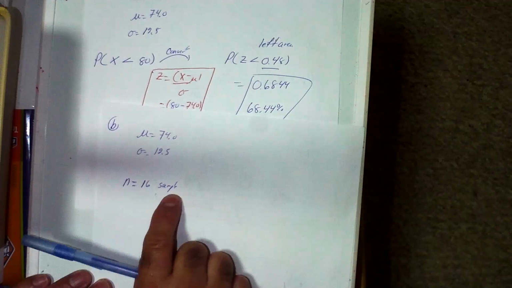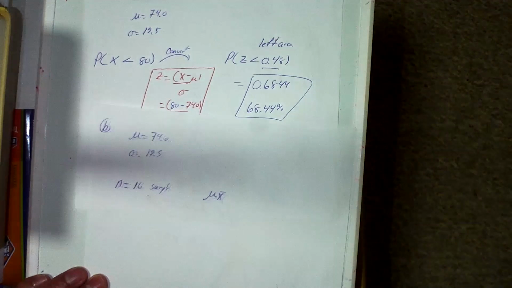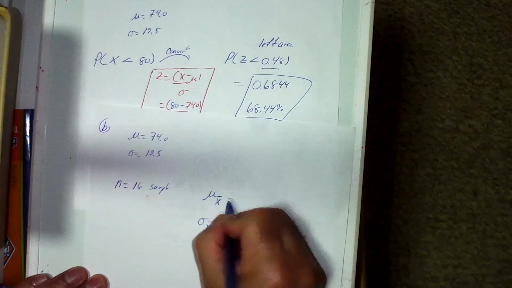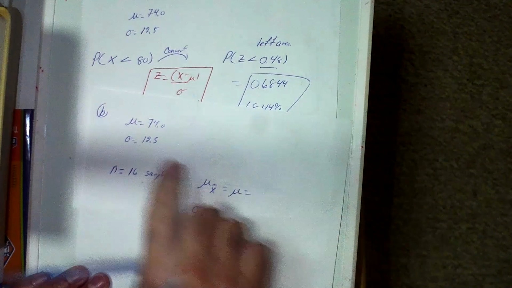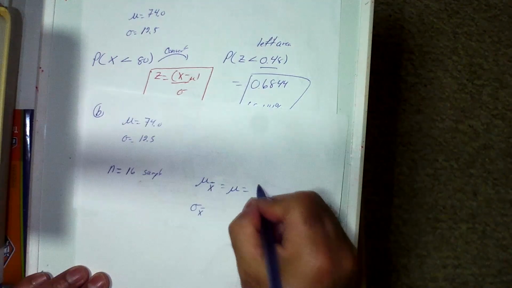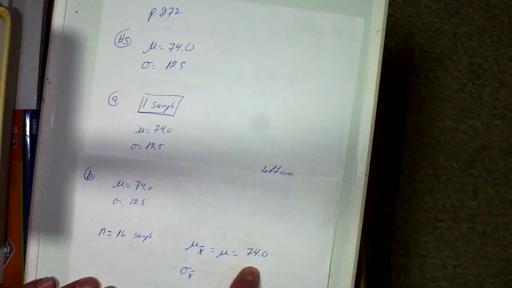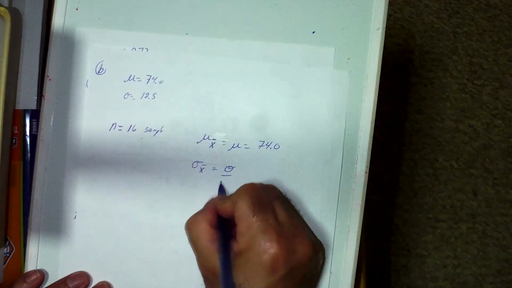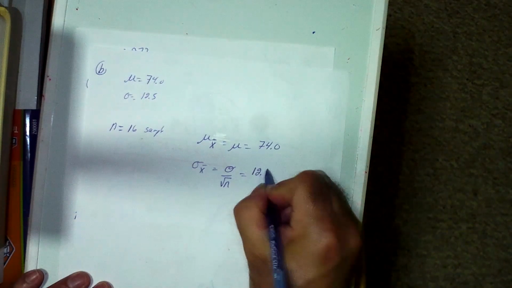So I have to go ahead then and find my mu x bar, it's subscript, mu x bar, and I gotta find my sigma x bar, right? So my mu x bar, my mean of all the means, is going to equal my mu, which is 74. That doesn't change. Look, it's the same as part A. Whatever your mu is, that's what mu x bar is. However, your sigma x bar is going to be modified a little bit. So here's the formula for it. It's sigma divided by square root of n. So I'm going to plug in my sigma, 12.5. And then I'm going to calculate the square root of 16.